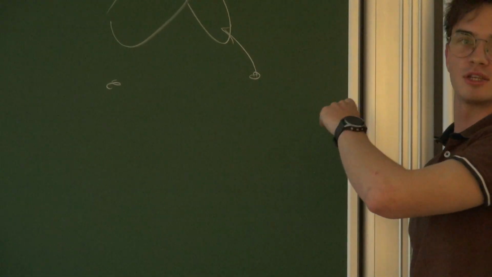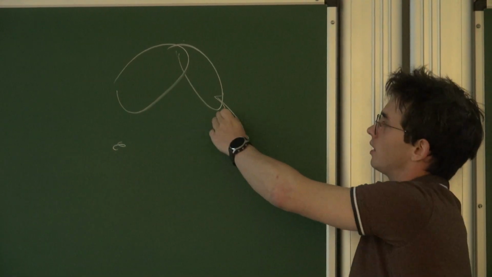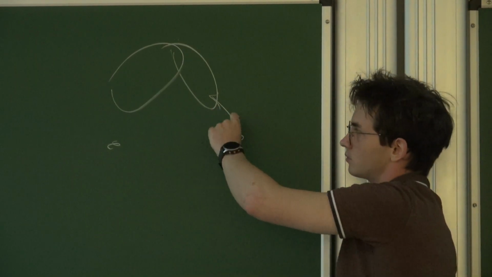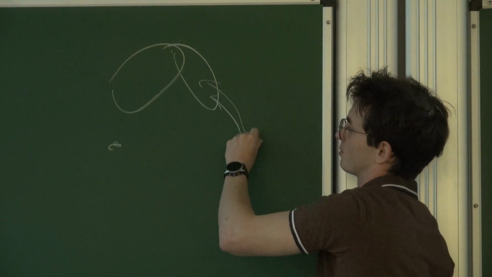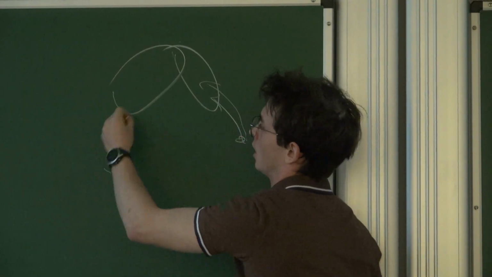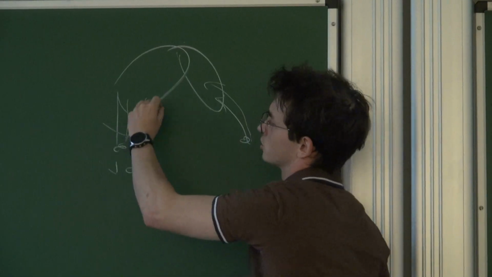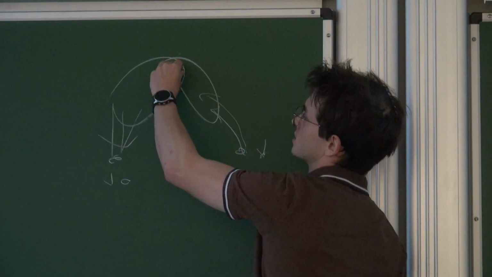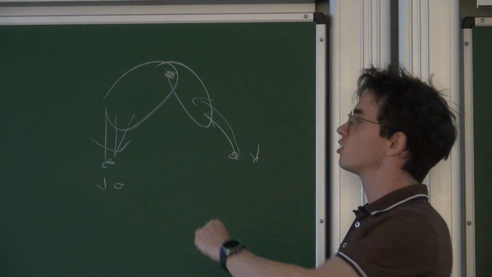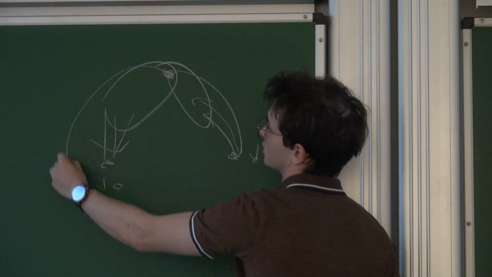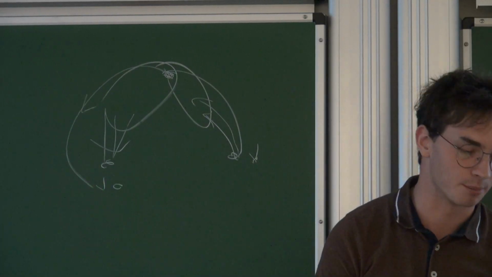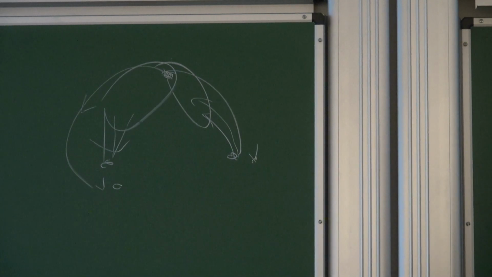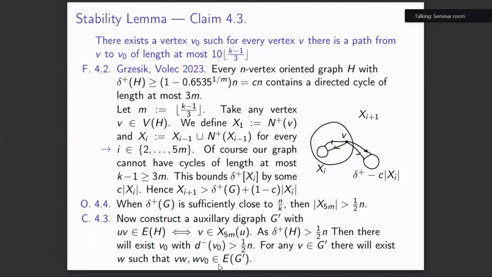We know that there is at least half of the graph with short cycles from some vertex V. And we know that at least half of the graph has short cycles to V0, so short paths to V0. So there must exist a vertex in the intersection. We have a short path from any vertex to V0 of length at most 10m. Okay? Yes. And that's it. We have the special vertex.